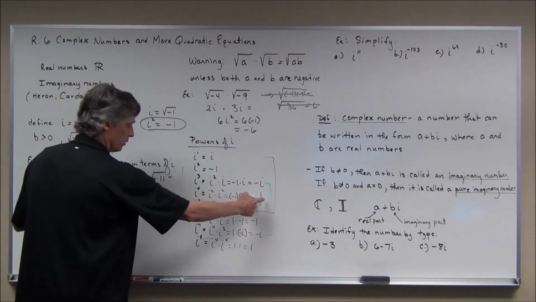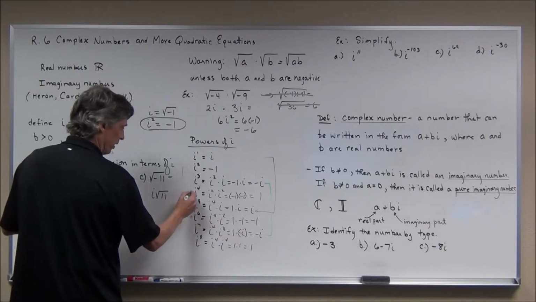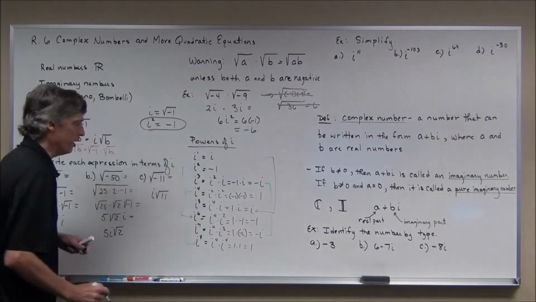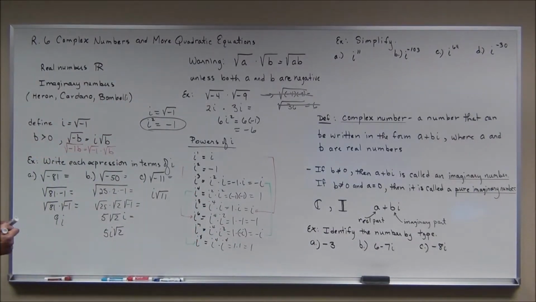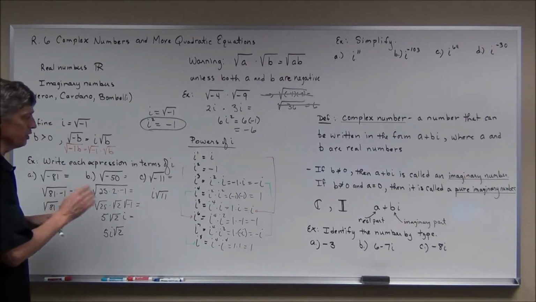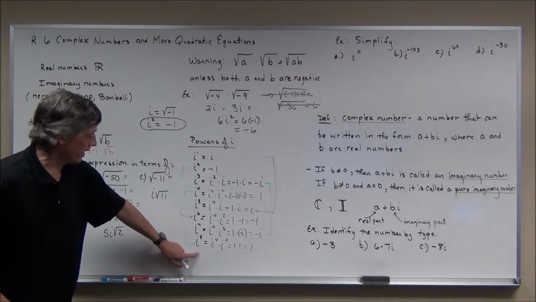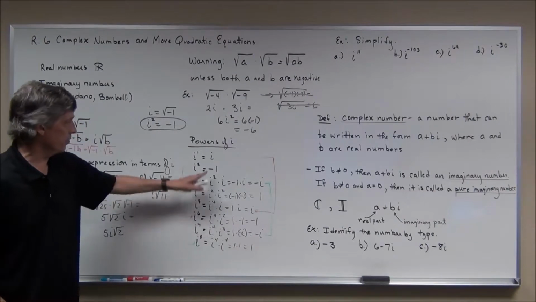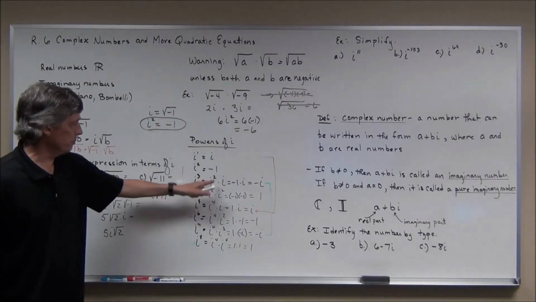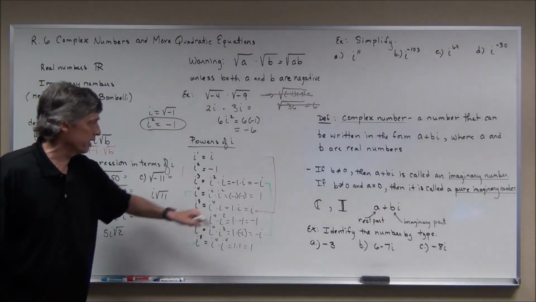I to the fourth power was 1, I to the eighth power is 1. The pattern's repeating every 4. So we can use that to our advantage. If I wanted I to the ninth, if I follow the pattern, it's I. I to the 10th, it'd be negative 1. I to the 11th, it'd be negative I.